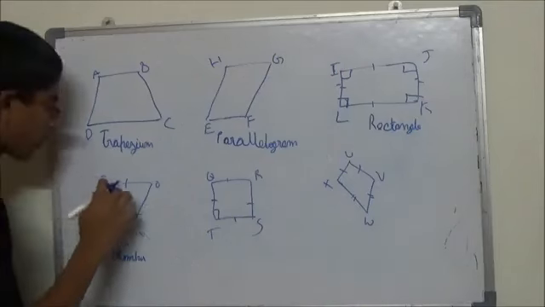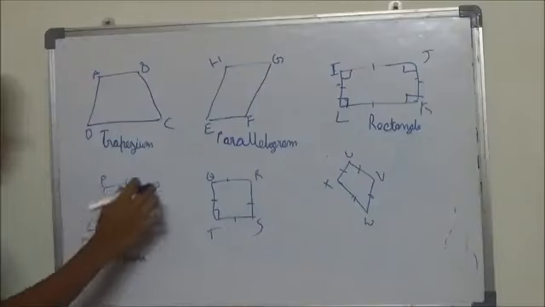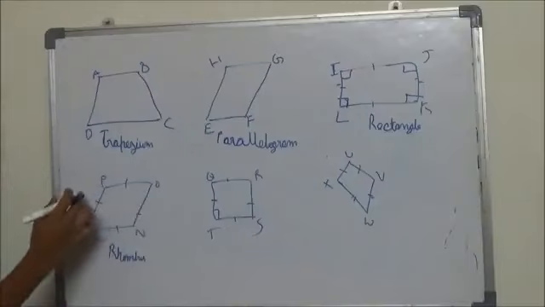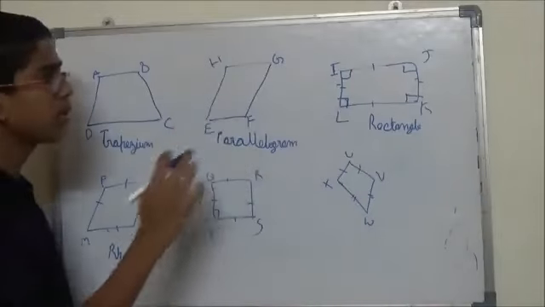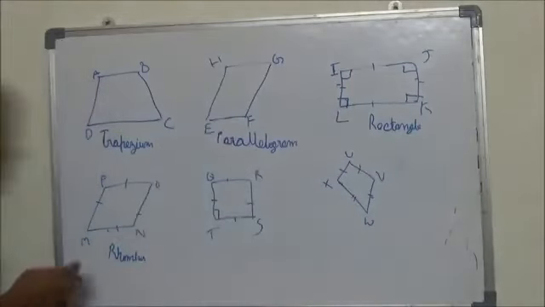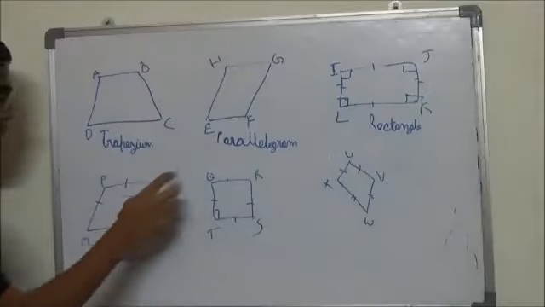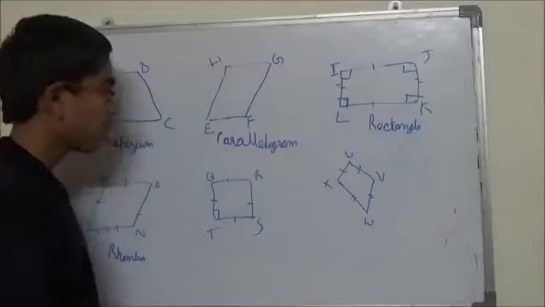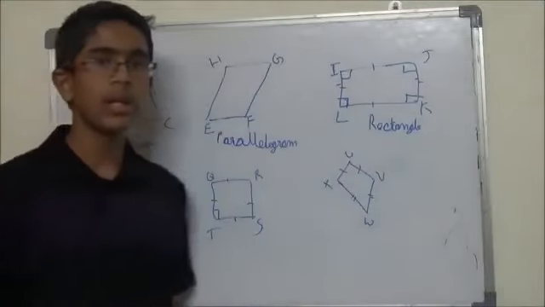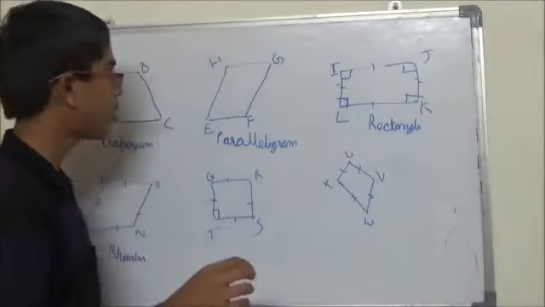So PO is equal to ON, MN is equal to PM. So all sides are equal to each other, but it's not the same in a parallelogram. So you can here also say that all rhombuses are parallelograms, but all parallelograms are not rhombuses. For identifying these situations, we have to know the basic properties of the parallelogram.